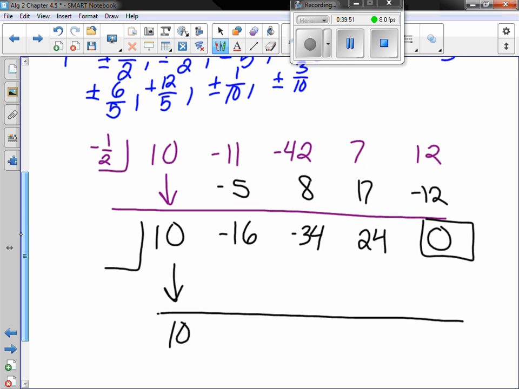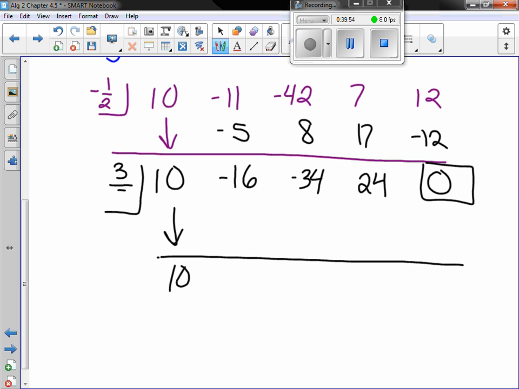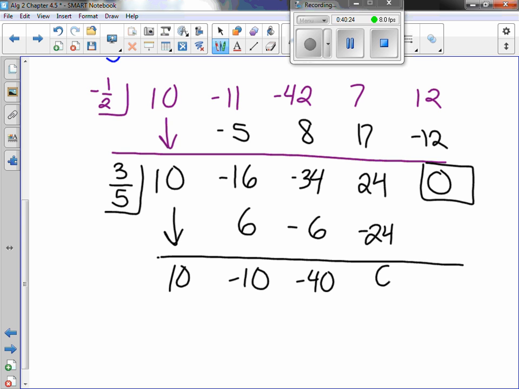6/5 is too big, so let's try 3/5. 3/5 times 10, since we're pushing time, I'm going to just go on and tell you is 6. Negative 16 plus 6 is going to be negative 10. 3/5 times negative 10 is going to be negative 6, because it's the same thing. Negative 40. 40 divided by 5 would be 8. 8 times 3 would be negative 24, which gives us 0.